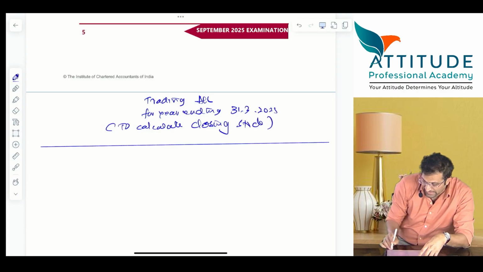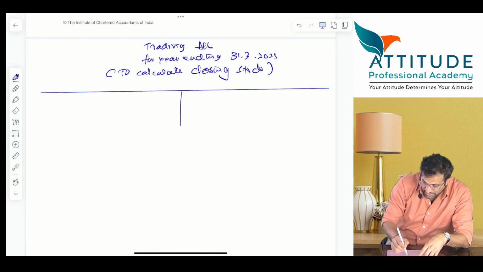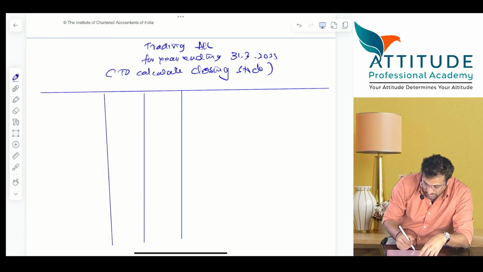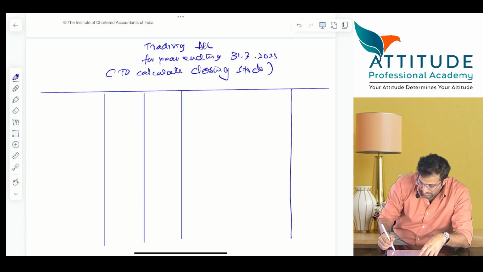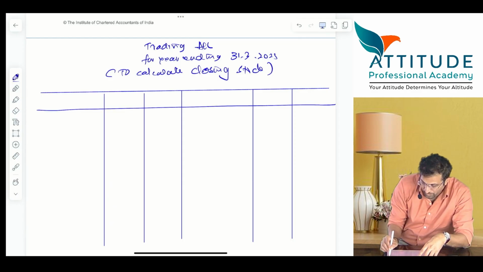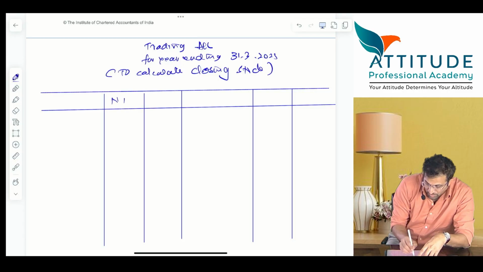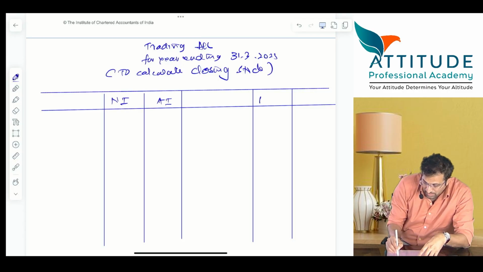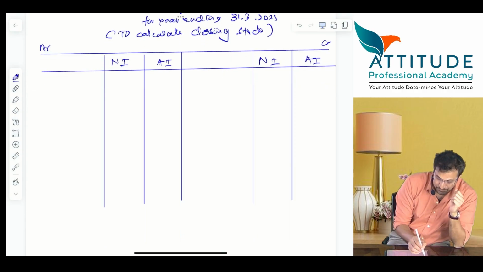Now answer this guys. ये जो trading account है, I should prepare how many columns? Only one column or two columns? Two columns. One is normal, another is abnormal. First I'll put NI normal, AI abnormal. Normal item, abnormal item.